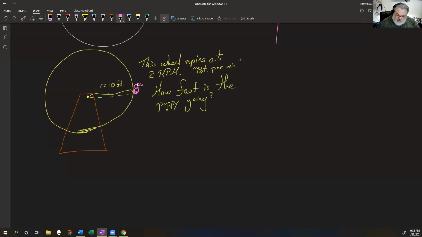Little ears getting thrown back. Looks more like a rabbit. Never said I could draw a puppy. So take a minute and figure out how fast that means the car is going.